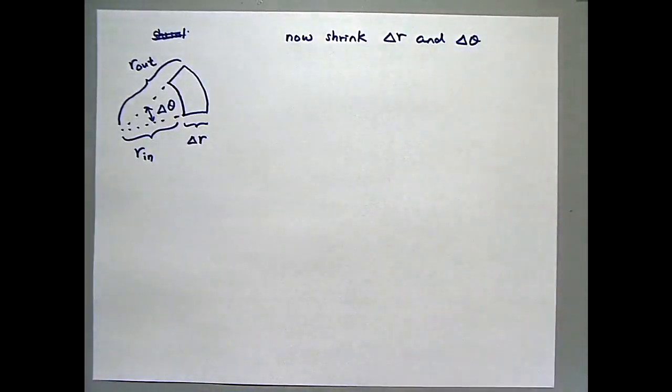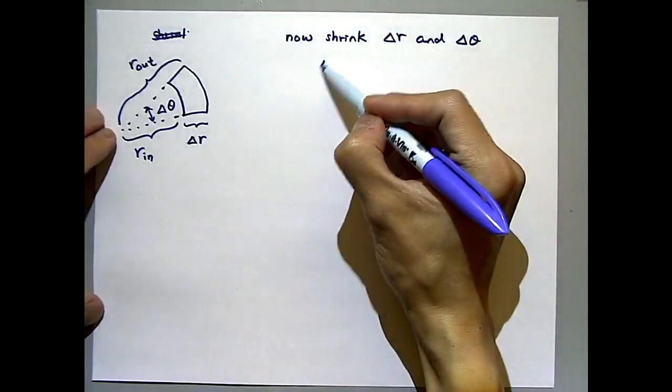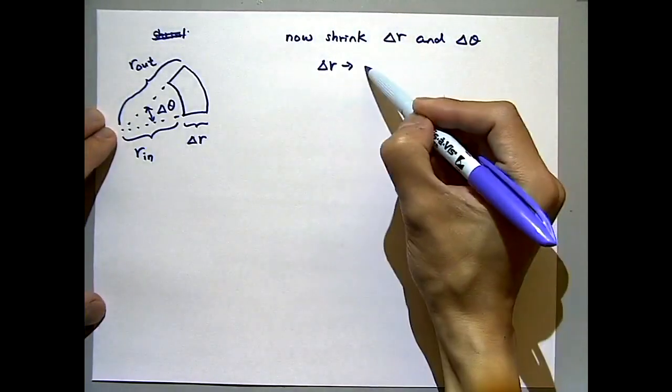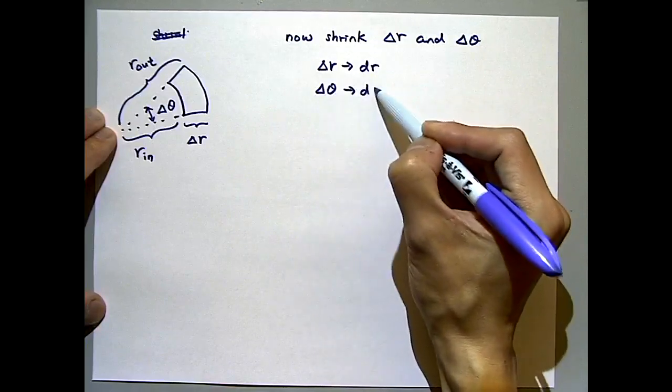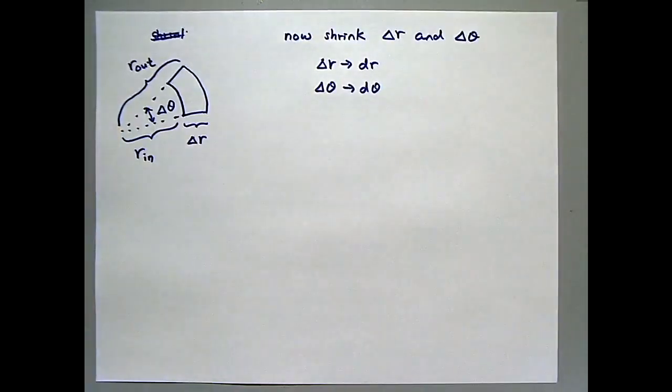And now we're going to use the usual calculus trick here. We're going to imagine we're shrinking delta R and delta theta to something very, very small, so that eventually delta R turns into dr, and delta theta turns into d theta. And these are differential elements in R and in the angle theta.